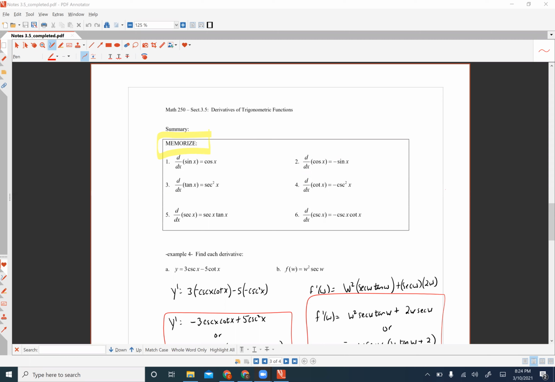Okay, so this is a lecture on trigonometric functions, section 3.5.